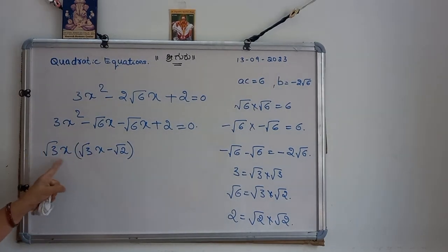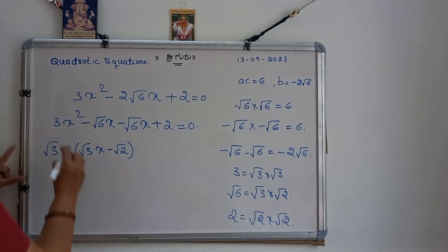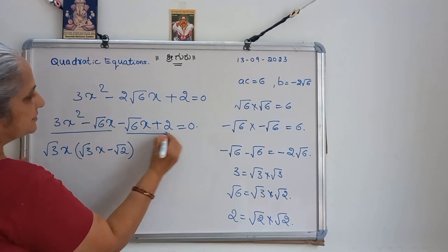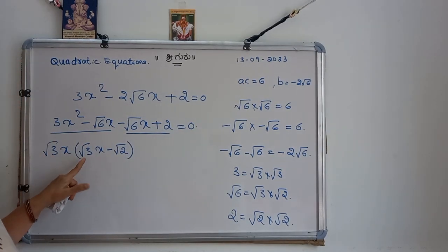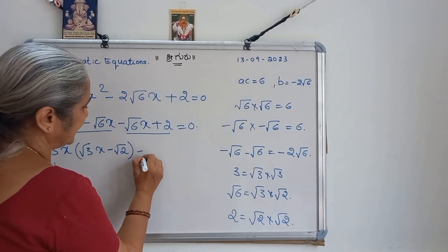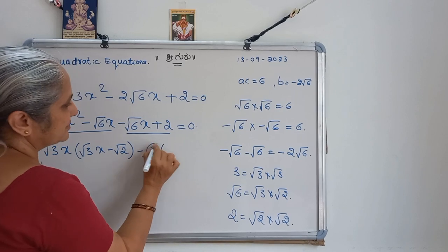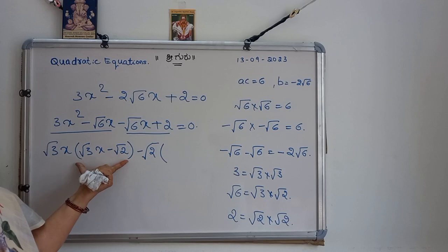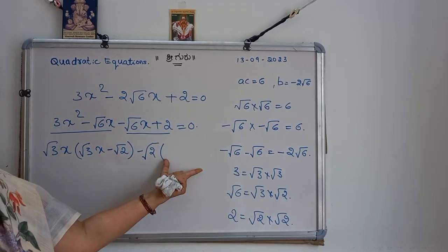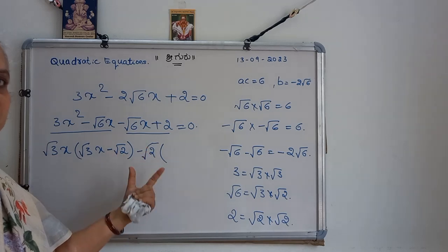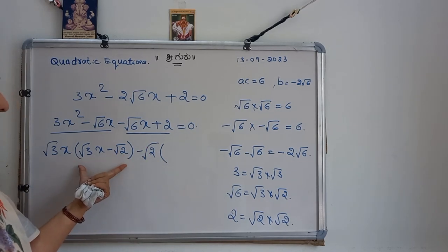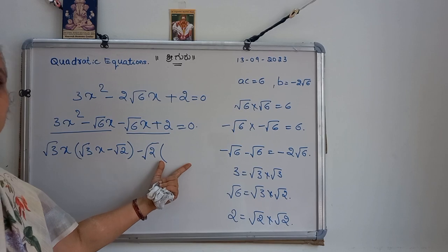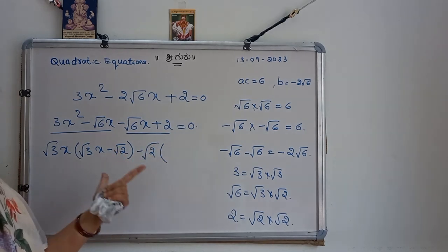Therefore, root 3x common factor निकालेंगे तो bracket में क्या बचता है? When grouping the two terms, bracket में क्या बचता है? Root 3x minus root 2. Here, root 2 should be taken out because we always check whether this bracket is same in these two terms. Bracket means it is the factor. This factor should be common in these two terms. It will be done only by practice.